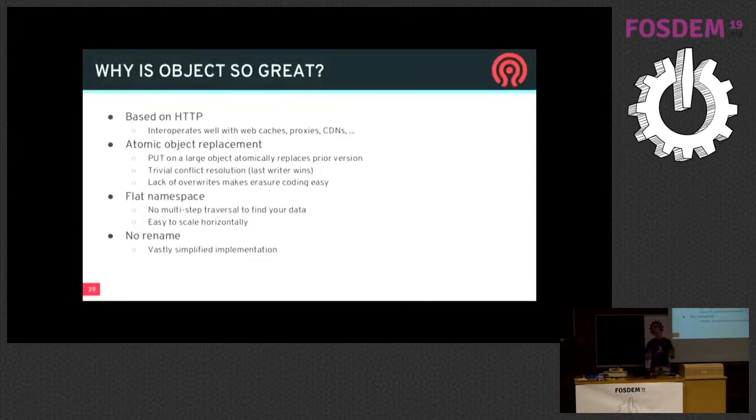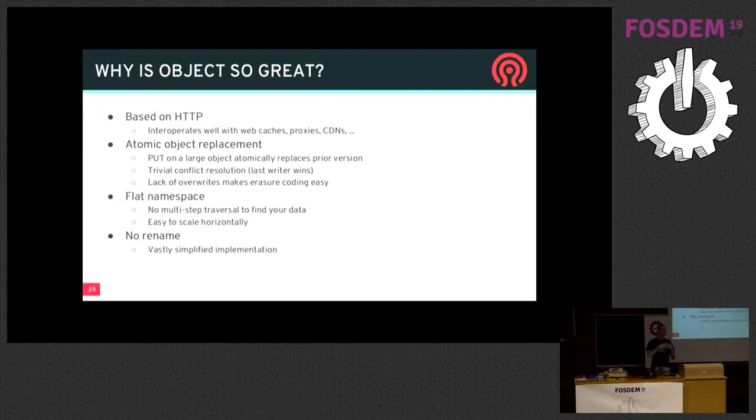So why is object storage so great? It's based on HTTP, which means it operates well with web caches and CDNs and so on, lots of existing libraries. Object APIs give you atomic object replacement, which means that if you put a 10 gigabyte image file to replace an old one, only when you've completely written the file or the new object does it atomically replace the previous version? So you don't have existing edge conditions there.